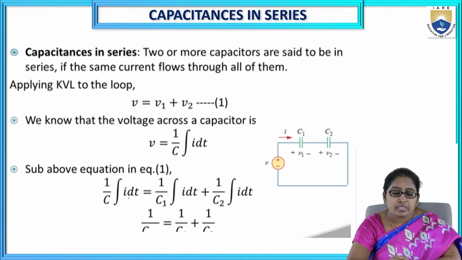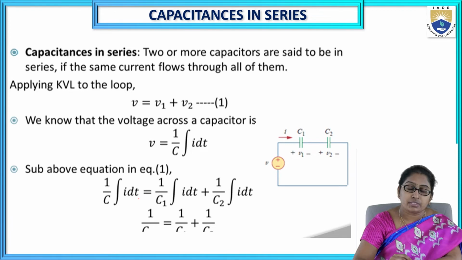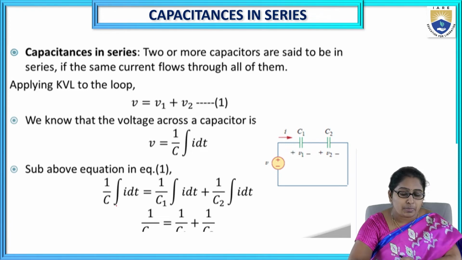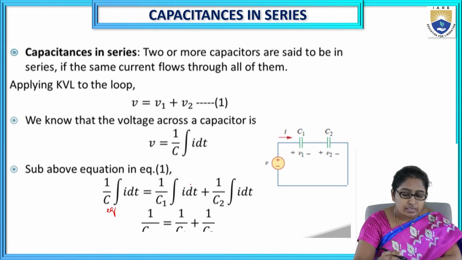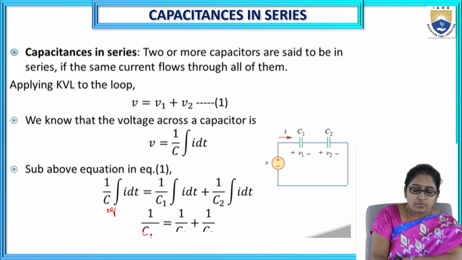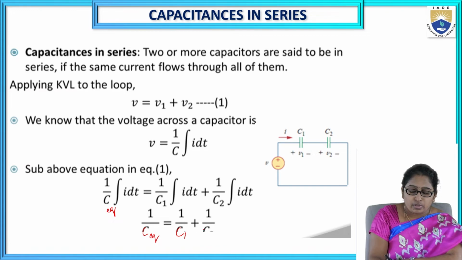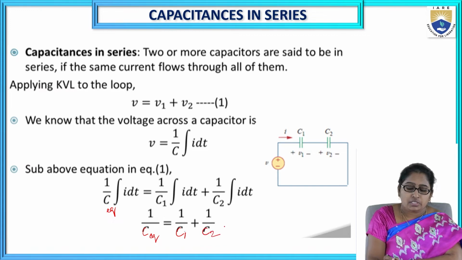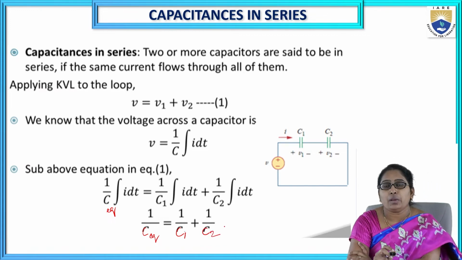Next, V in terms of the total capacitance of the circuit, let us say C equivalent, is 1 by C equivalent integral of I dt. Cancel the integral of I dt on both sides. So 1 by C equivalent equals 1 by C1 plus 1 by C2. This is the equivalent capacitance when two capacitors C1 and C2 are connected in series.